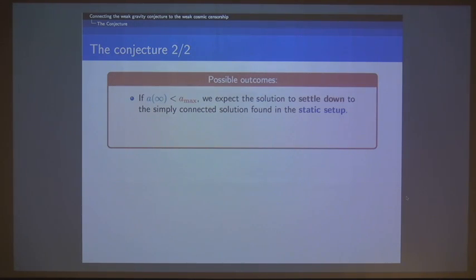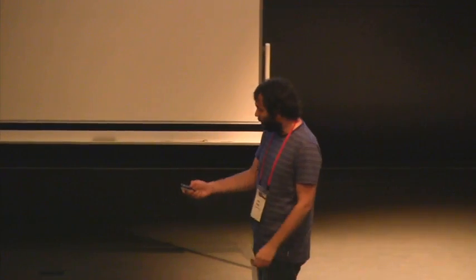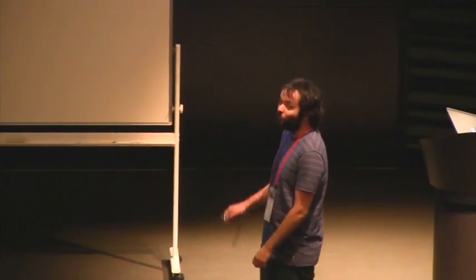Well, if our intuition is correct, we should recover the solutions that we've seen before. The interesting case is what happens if A infinity is bigger than A max? Well, we haven't found any static solutions, right? So you might think maybe there are other static solutions, and reasonably so. One static solution that we did find was a hovering black hole.